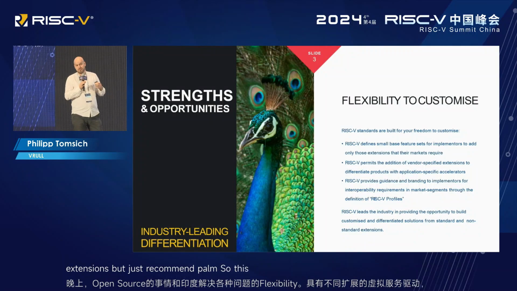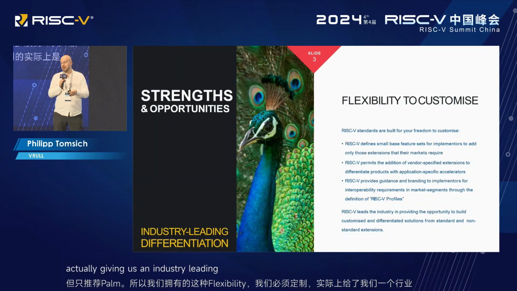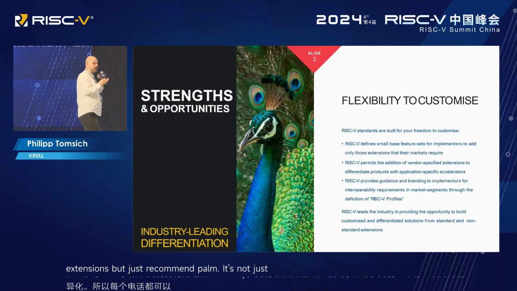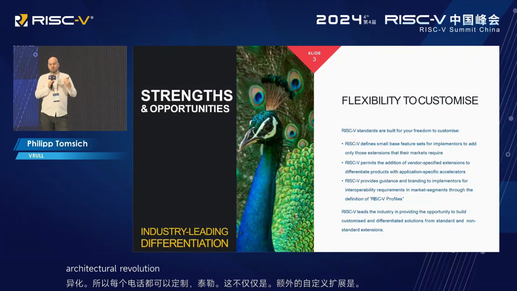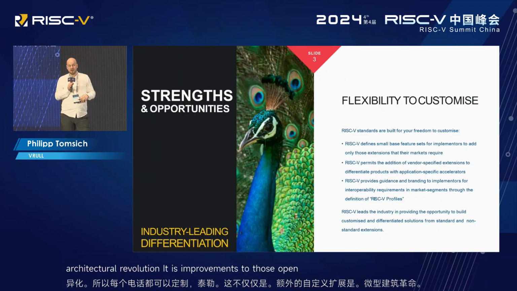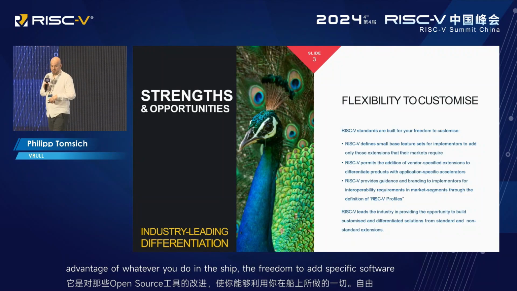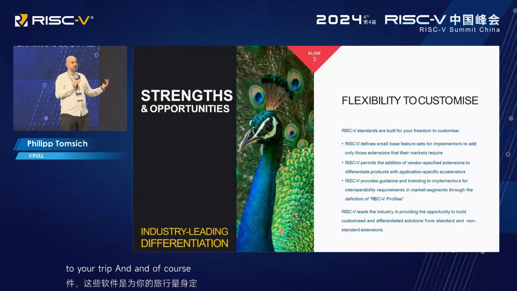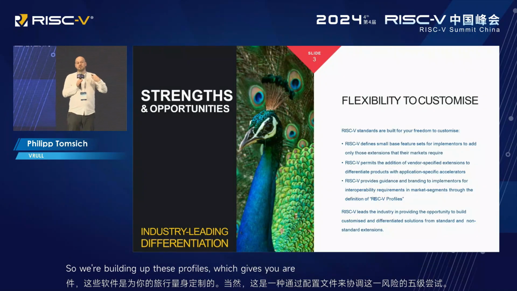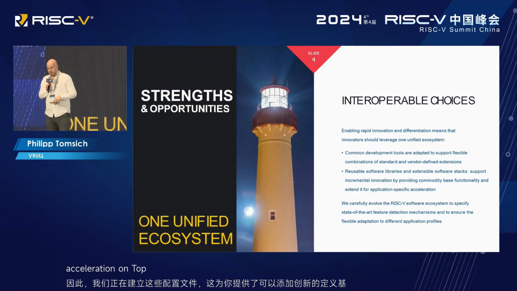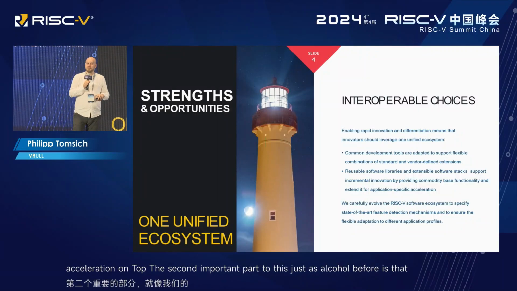This flexibility that we have to customize is actually giving us an industry-leading differentiation. Every core can be tailored. It's not just additional custom extensions. It's microarchitectural evolution. It is improvements to those open source tools that allow you to take advantage of whatever you do in the chip, the freedom to add specific software that is tailored to your chip, and of course, an attempt at the RISC-V level to reconcile that through profiles. We're building up these profiles which give you a defined base that you can add innovations and accelerations on top.